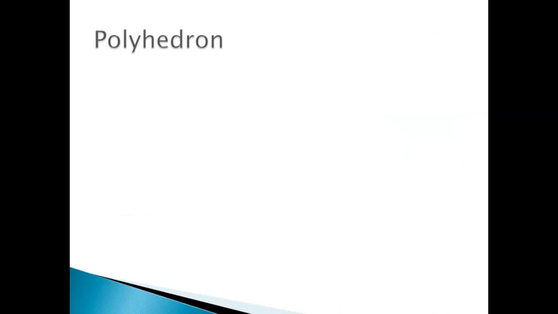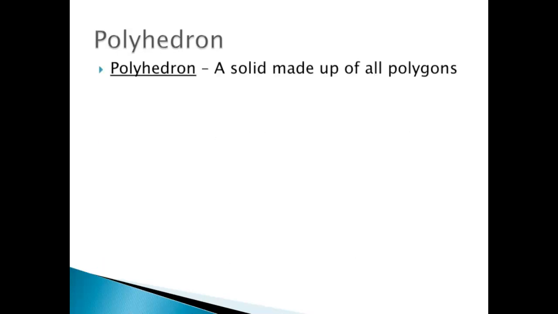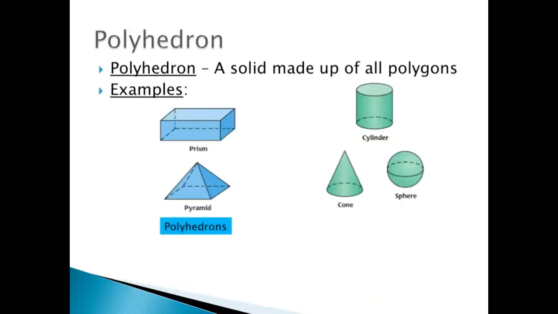Now, when we talk about three-dimensional solids, we want to talk specifically about what we call polyhedron. A polyhedron is a solid that is made up of all polygons. Now, we need to be able to differentiate between these. Prisms and pyramids are examples of polyhedron. You can see that for the prism, all the surfaces are made of rectangles. For the pyramid, all the surfaces are either triangles or squares.